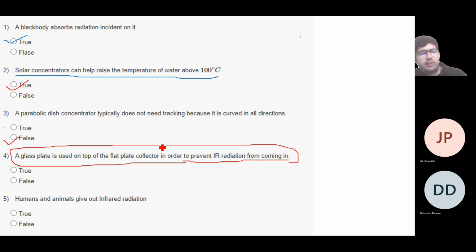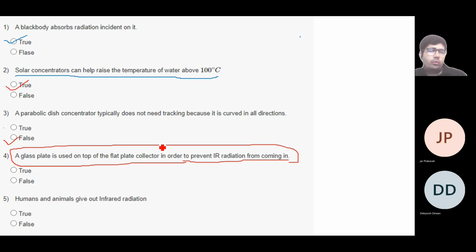I'm again giving you 1 minute to answer this question. Question number 4: a glass plate is used on top of the flat plate collector in order to prevent infrared radiation from coming in. First of all, think about a solar flat plate collector: which radiation goes inside through that glass, and which radiation comes out? Think in that perspective. After that, you can easily answer this question.